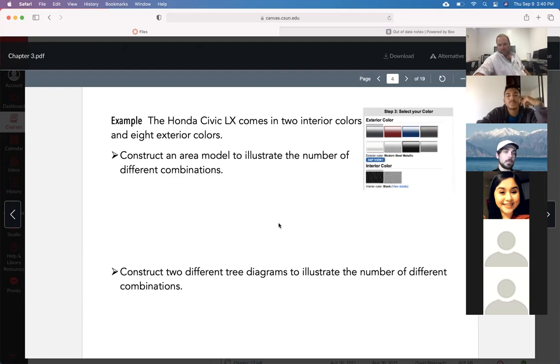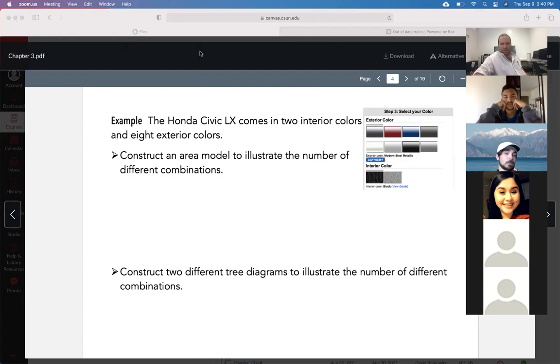Is there any question on how we would do that? No. I don't want to just assume that you all get it just because I think it's straightforward. I want to make sure that you think it's straightforward. Interior color and exterior color, right? Interior on one axis, exterior on the other axis. You list all your exterior colors and your interior colors, and this will give you your area model, correct?